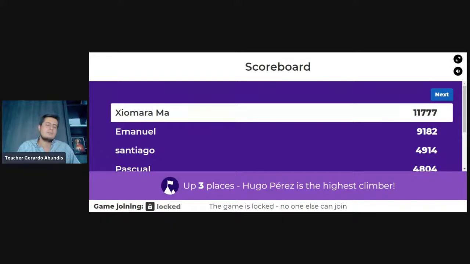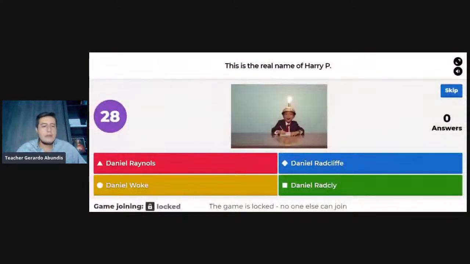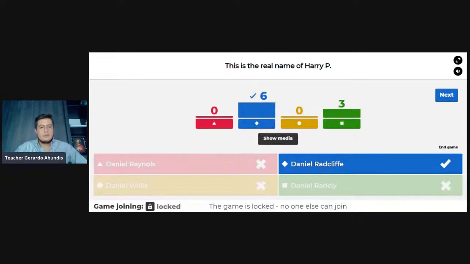Pay attention to the next question, which is number 10. Number 11. This is the real name of Harry Potter. Daniel Reynolds, Daniel Radcliffe, Daniel Wake, Daniel Radcliffe. What is the real name of Harry Potter? Perfect, it's Daniel Radcliffe. Yeah, you got it correct. Pay attention, guys. It's Daniel Radcliffe. Now let me check who got it correct.